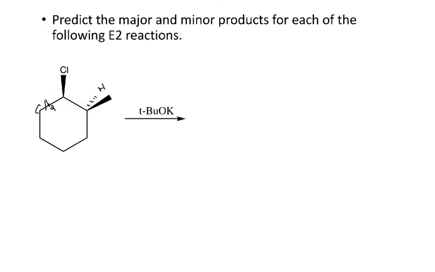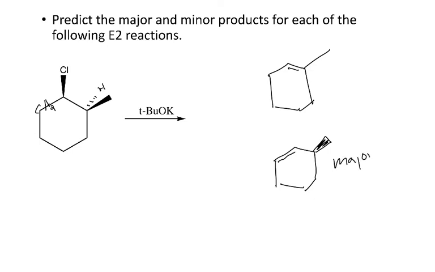So in this case, my two products are going to be this compound and this compound. And then to decide which one is the major and the minor product, in this case, I have a bulky base, and so the less substituted Hofmann product is going to be favored. And so in this case, this will be my major product, and this will be my minor product.